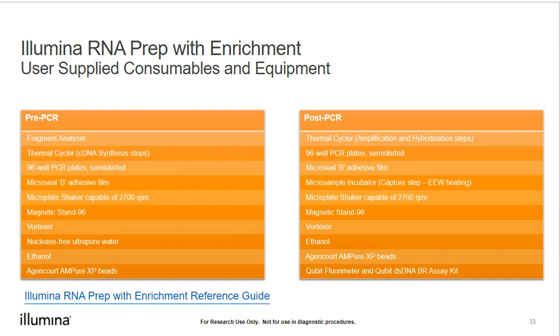So here's the list of user-supplied equipment, and this full list can be found at the end of the reference guide linked here. The list is split to show the equipment that's required in the pre and post PCR areas for your workflow. And most of the equipment is probably familiar to you, like thermocyclers. You can check that list for the validated models that we tested, 96 well PCR plates, magnetic stands. But I wanted to highlight the microplate shaker that is required. It should be capable of reaching 2,700 RPM, and this is critical as it's used in various bead steps throughout the workflow.